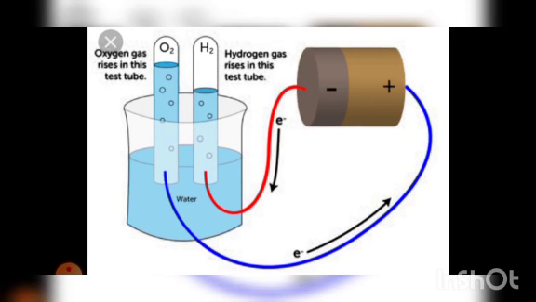Now the last one is electrolysis. Electrolysis means breaking down in presence of electricity. Electrolysis or electrolytic decomposition. So this is a simple experiment. You can do it in your home. In our future videos, I hope I will show you this when the things are available. So here it is very simple.